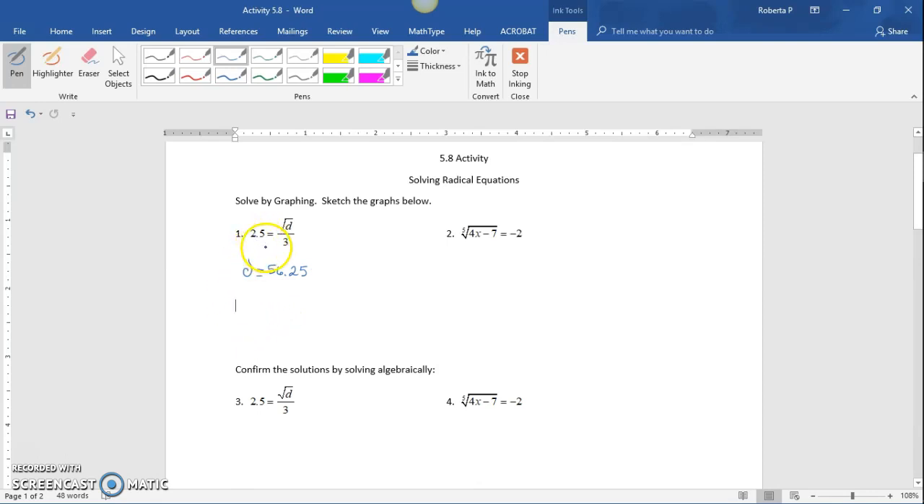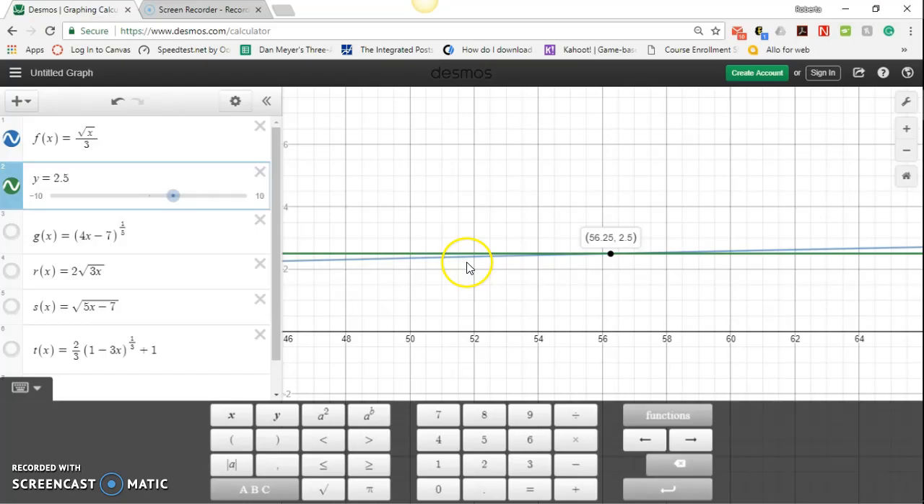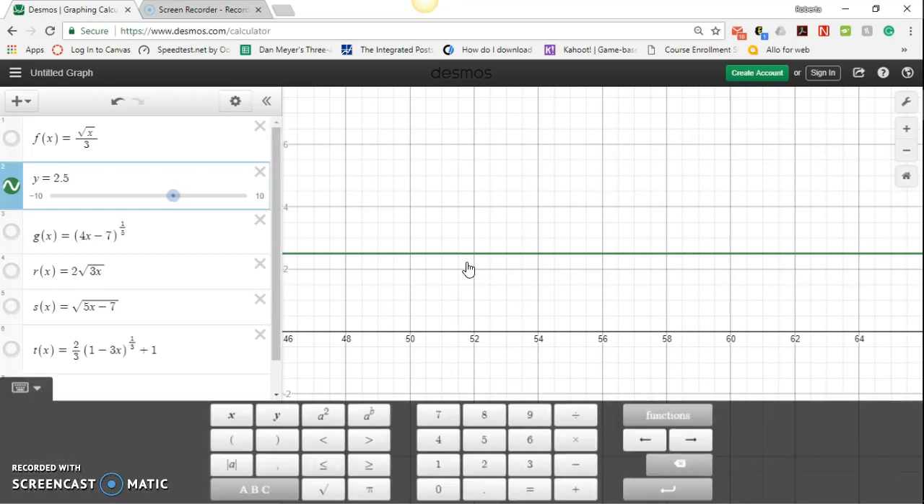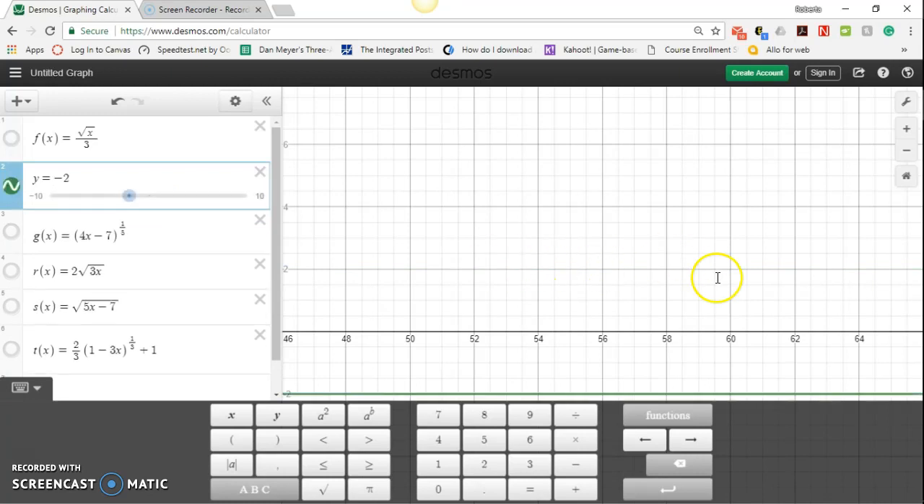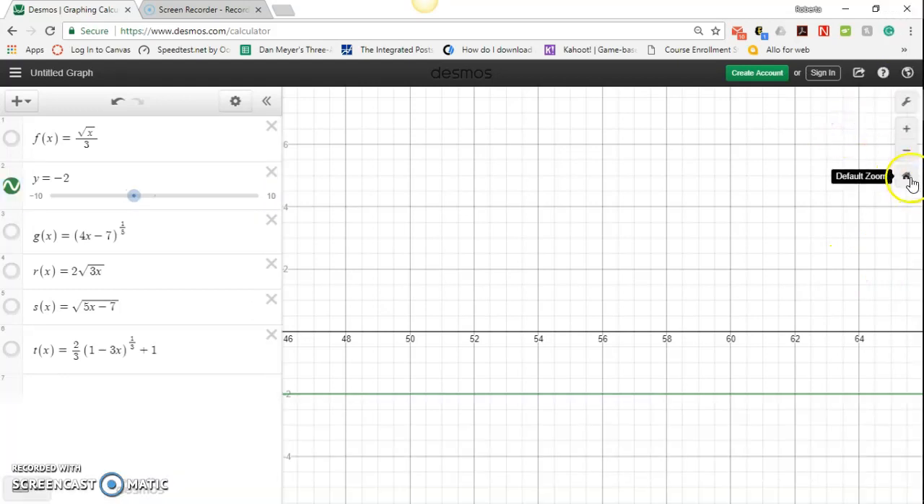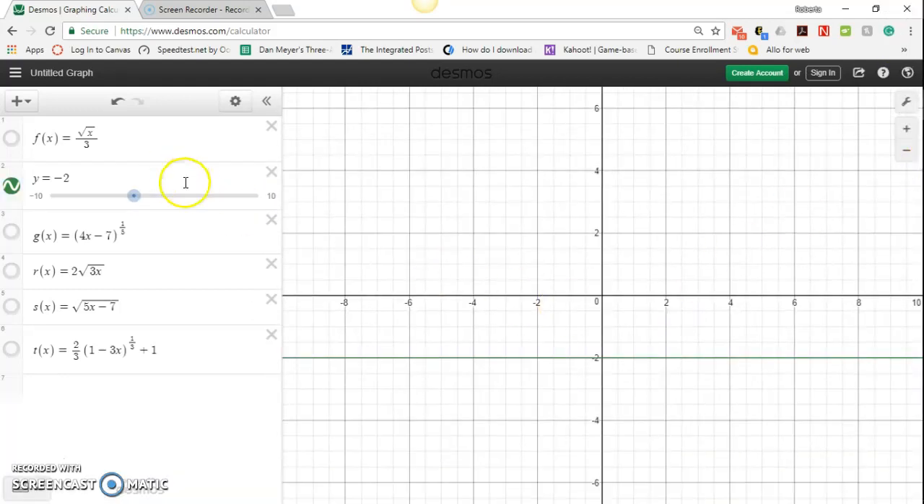when our output is 2.5. And we do the same thing for the fifth root of 4x minus 7, when that's equal to negative 2. Since this is the fifth root, we have to be careful how we type it in, so we use the raised to the 1/5 power. And instead of y equals 2.5, this is supposed to be negative 2 now, so I can just change that. And I go back to home.